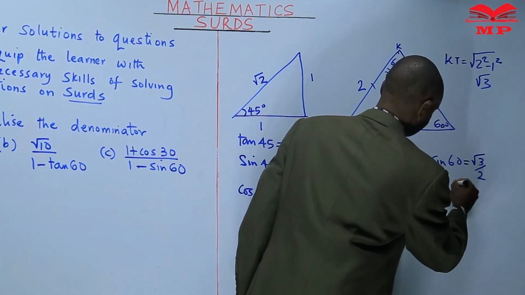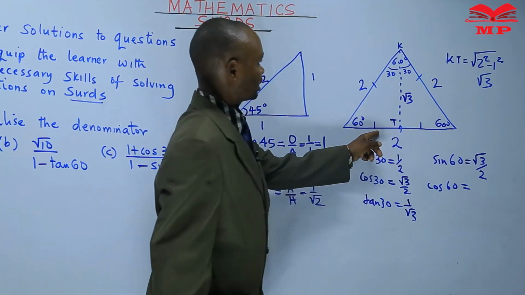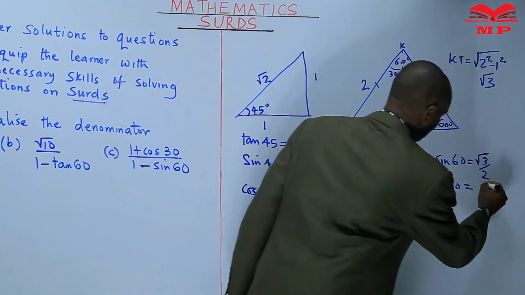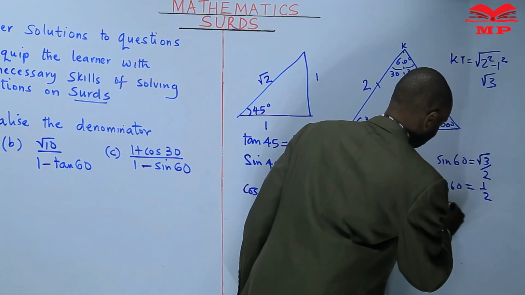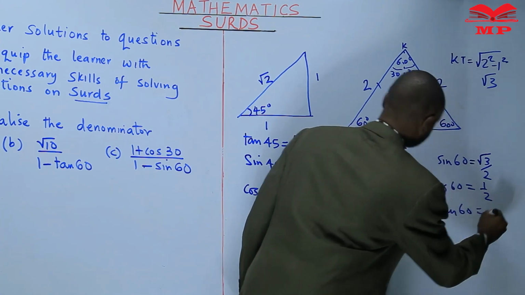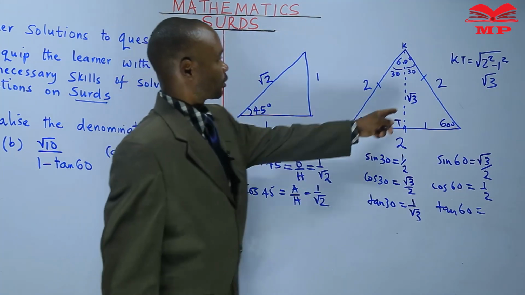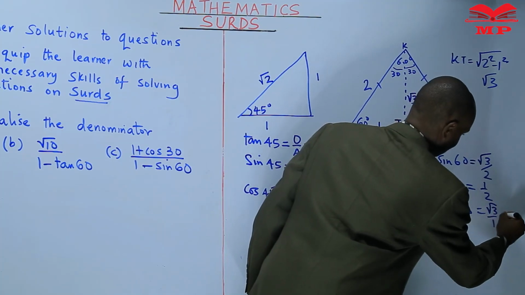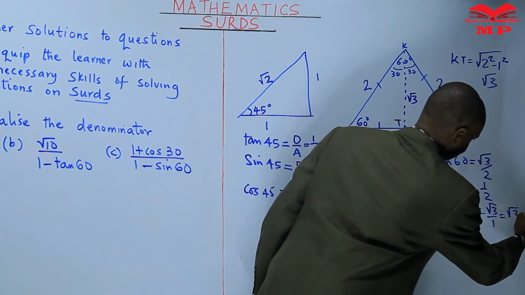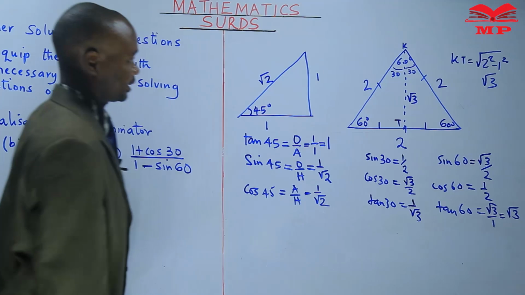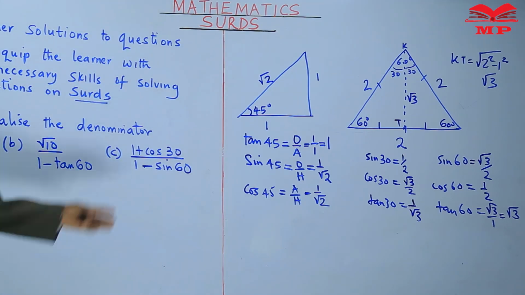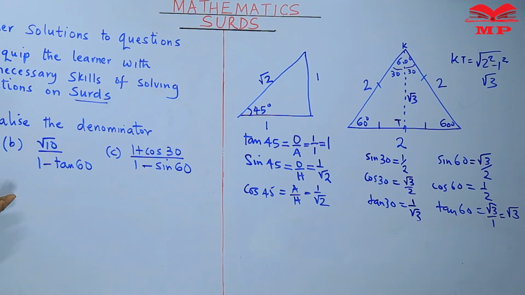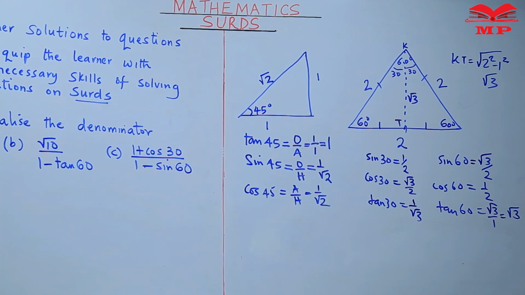Cosine of 60, adjacent over hypotenuse, 1 over 2. And the tangent of 60, opposite over adjacent, square root of 3 over 1, which is square root of 3. So that is able to help you as you rationalize. So we go to the solutions here.